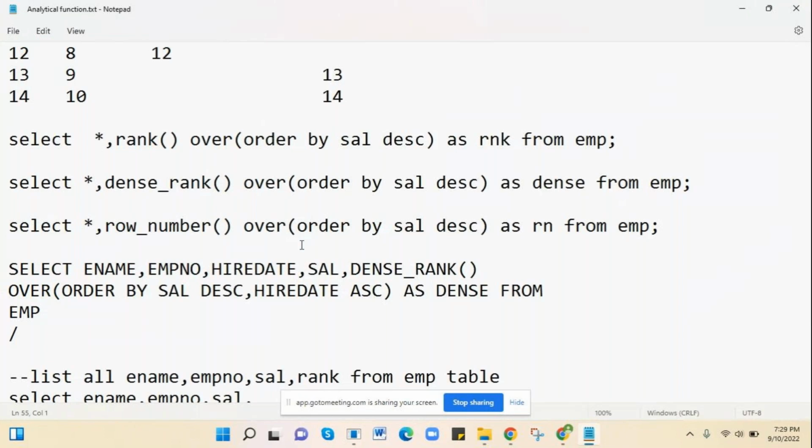This is about analytical function. Compulsory question here. How to find out third highest salary? How to find out fifth highest salary? Employee who is getting fifth highest.